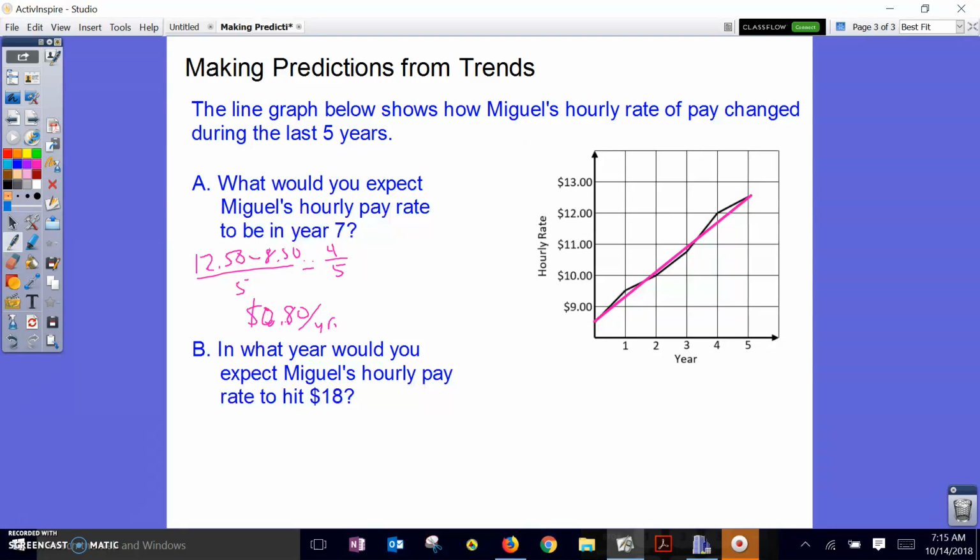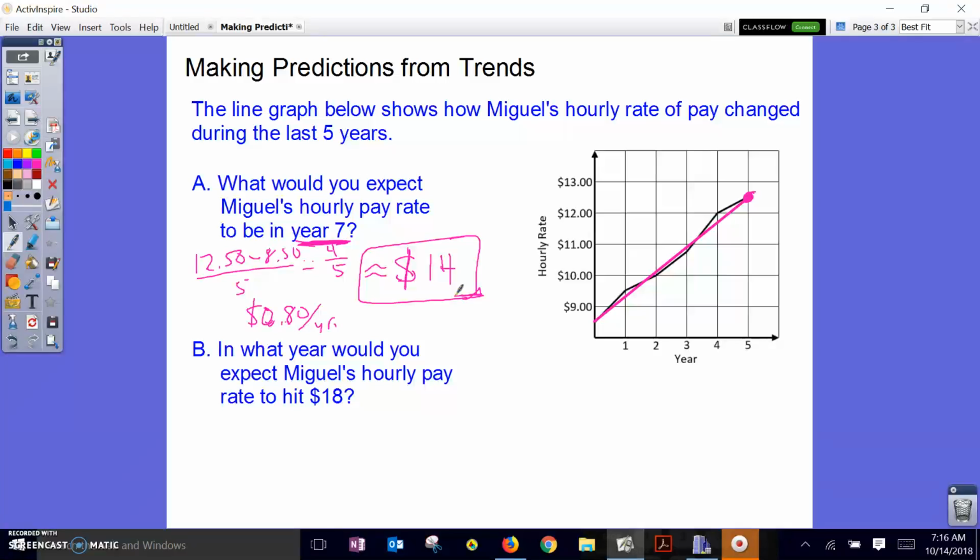So if we want to guesstimate or predict year 7, we want to go from where we are at year 5, and we're going to add 80 cents a year. We're going to add that twice. So that gets him up to about $12.50 plus 2 times 80 cents, about $14.10. So instead of going to the nearest 10 cents, I'm just going to predict that it's going to be about $14 in year 7. All right.